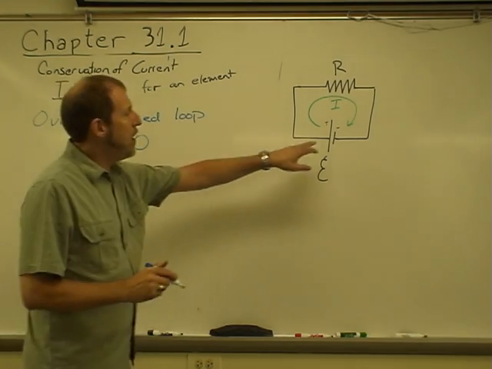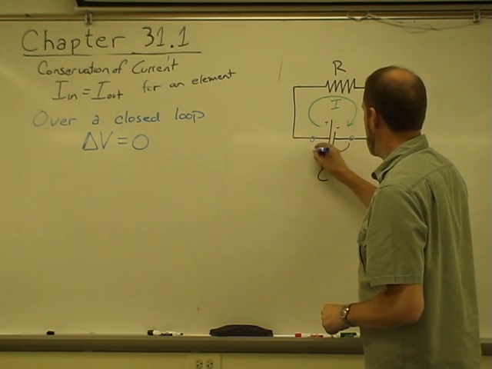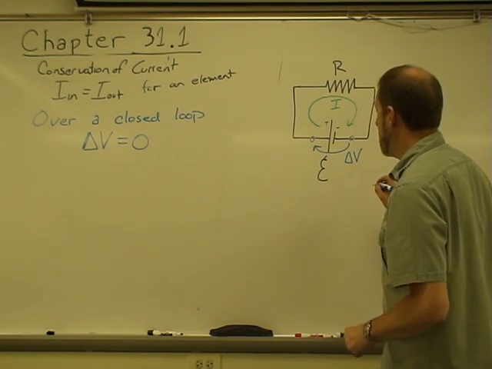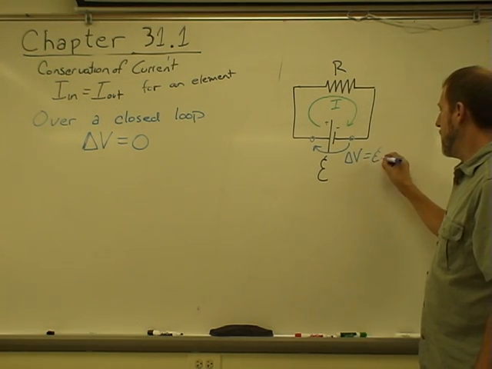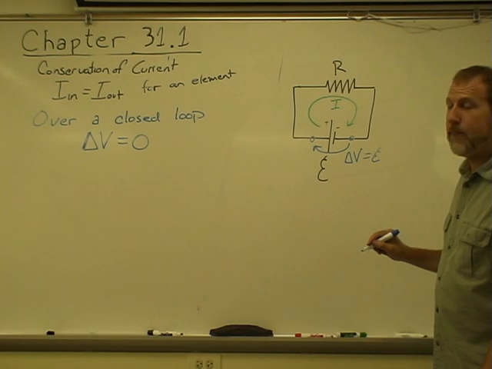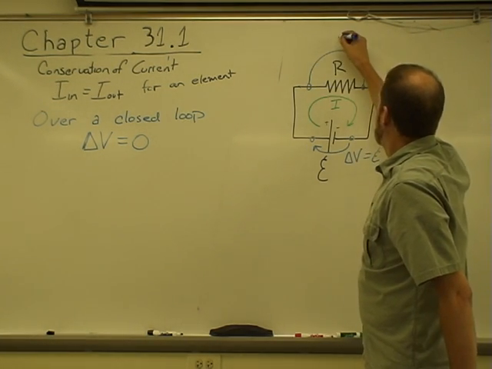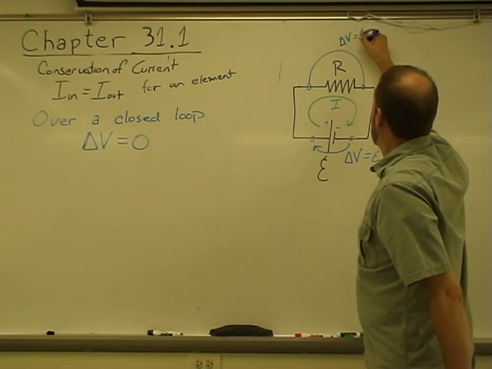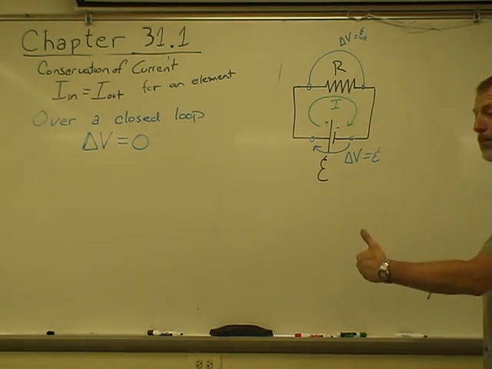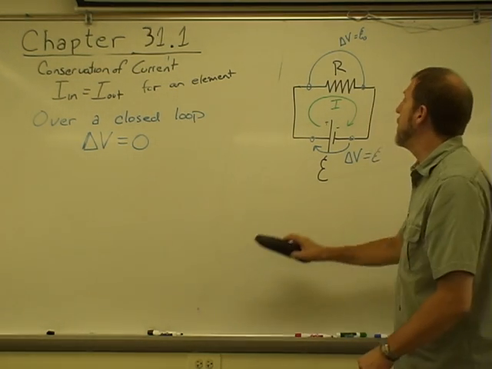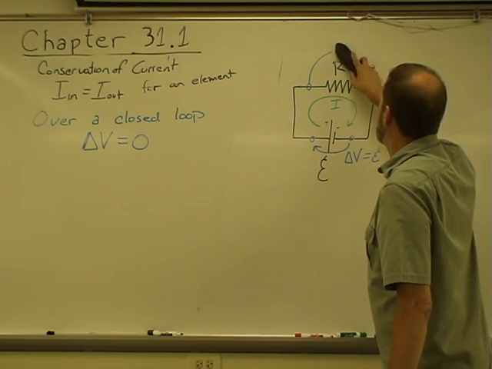So if I'm looking at this single loop circuit, the change in the potential as I move from negative to positive over the battery is equal to the EMF of the battery. In the same way, as I move over that resistor, the change in potential over that resistor has to be equal to the EMF of the battery.